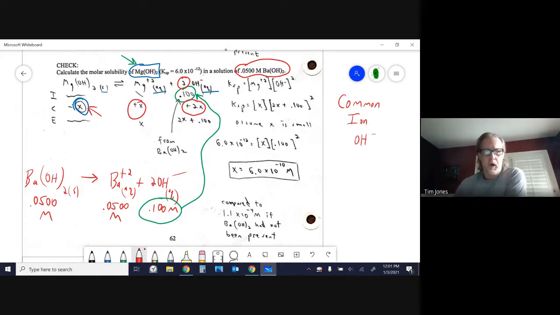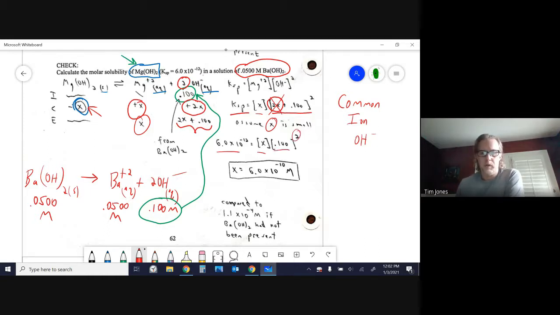You continue with the problem, you get an X down here, a 2X plus 0.1. Plug it into the Ksp expression. So Ksp is x times (2x plus 0.1) squared. Again, assume x is small, so we get to get rid of this right here. And if x is small, double x is still going to be small enough we don't have to worry about it, so that's gone. That simplifies the math. So here's the Ksp, here's the remaining x, here's the 0.1.